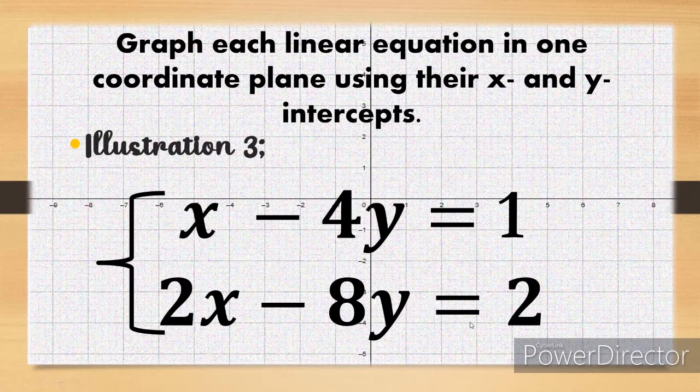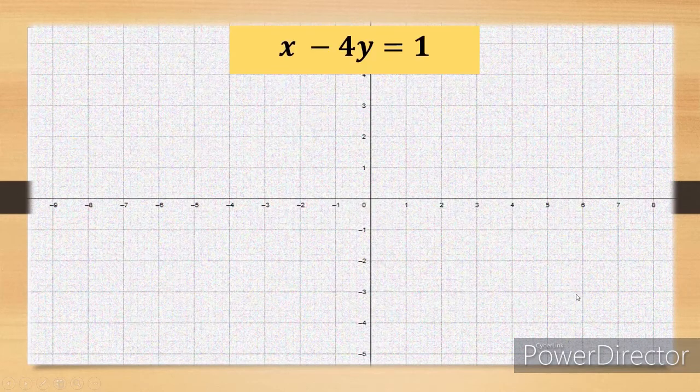Next, graph each linear equation in one coordinate plane using their x and y intercept. So we have x minus 4y equals 1 and 2x minus 8y equals 2. So we have the first and second equation here.